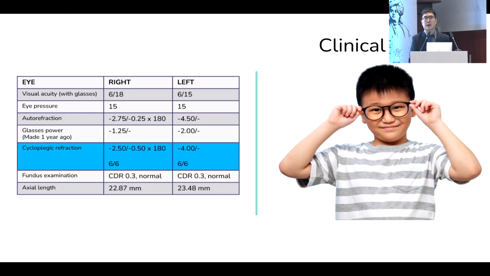So if you can look at it, the vision now is not that good, 6/18, 6/15 with the current pair of glasses. That was actually made about 1 year ago. It was about 1 diopter in strength. And when we did the cycloplegic refraction, we can see that there is a change in the refraction. And that's also corresponding with a difference in axial length between the both eyes. So in this case, it looks like there is a real progression.